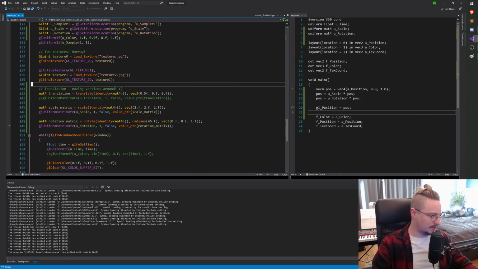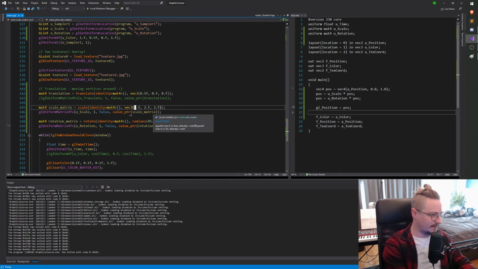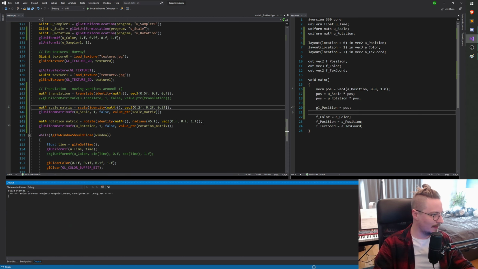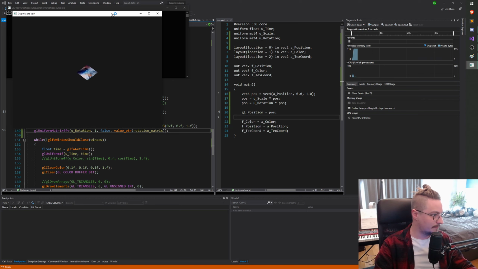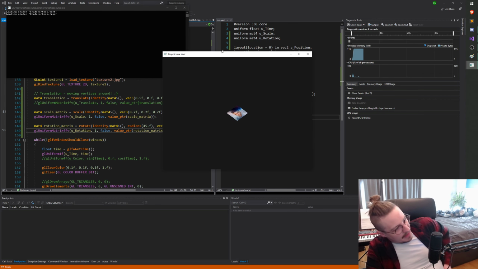And we scaled by 2, so if I scale by something else, if I scale by 0.2, it's gonna be super tiny. It's gonna be a little baby. There we go, it's a little baby.